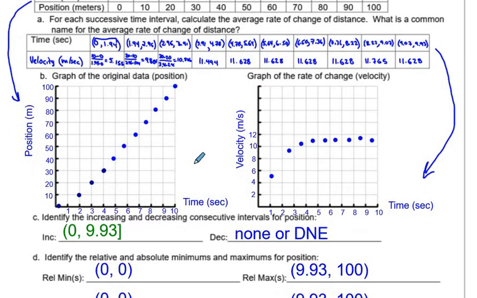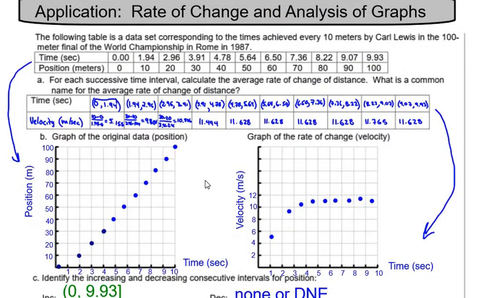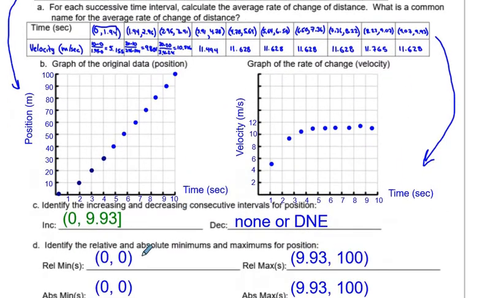So once you've made both graphs, the analysis of graph problems are fairly easy, and it's really interesting why this chart is so important for some of the preceding questions. So identify the increasing and decreasing consecutive intervals for position. Well, if you look at this graph for position, he is always increasing his position. And remember, he's running a race, so from 0 to 9.93, he is increasing his position. And you might wonder, why do we have a parenthesis and then a bracket? Well, at the beginning of the race, before the starter gun goes off, he is not increasing, so I do not have a bracket there. But at the end of the race, he is still moving forward, so I bracketed it.